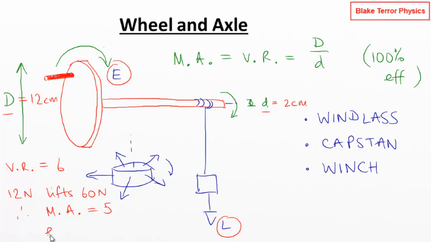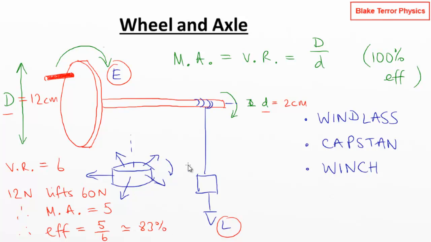So that immediately gives us the efficiency. Once again, efficiency is very easy to work out on simple machines because that's going to be mechanical advantage divided by velocity ratio. So we're around 83%, give or take, on efficiency.